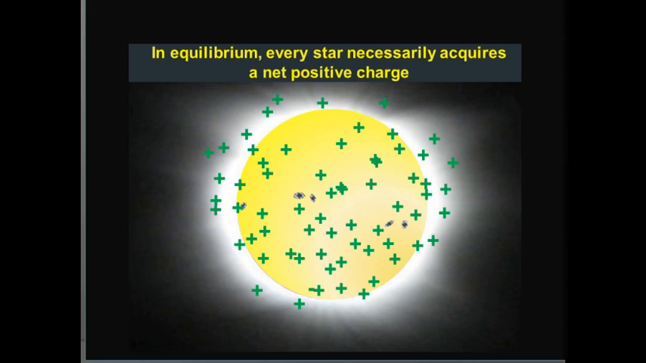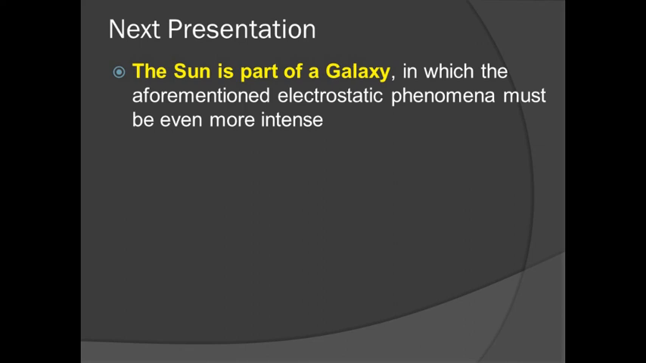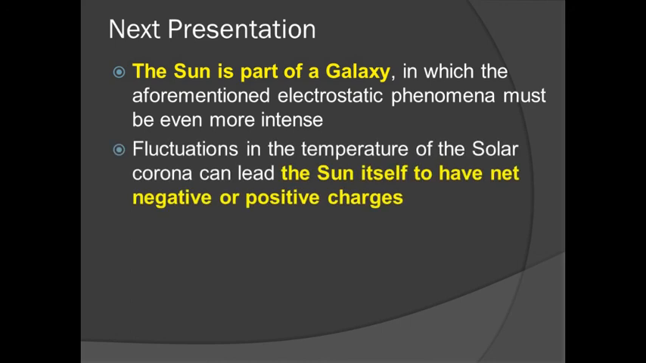The previous analysis was made considering the Sun as an independent entity. However, the Sun is part of a galaxy, in which the aforementioned electrostatic phenomena can be even more intense, so fluctuations in the temperature of the solar corona can lead the Sun itself to have net, negative, or positive charges with respect to the electrostatic potential of the superstructure that represents the Milky Way. So, using this electrostatic model, in the next presentation we will analyze the cause of the periodic reversal of the solar magnetic field.